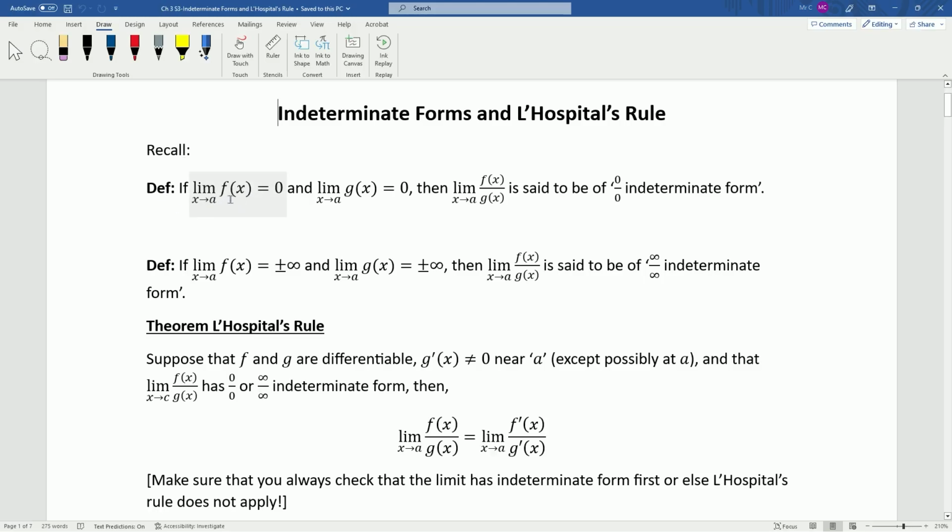If the limit as x approaches a of f of x equals 0, and the limit as x approaches a of g of x equals 0, then the limit as x approaches a of f of x divided by g of x is said to be of 0 over 0 indeterminate form.